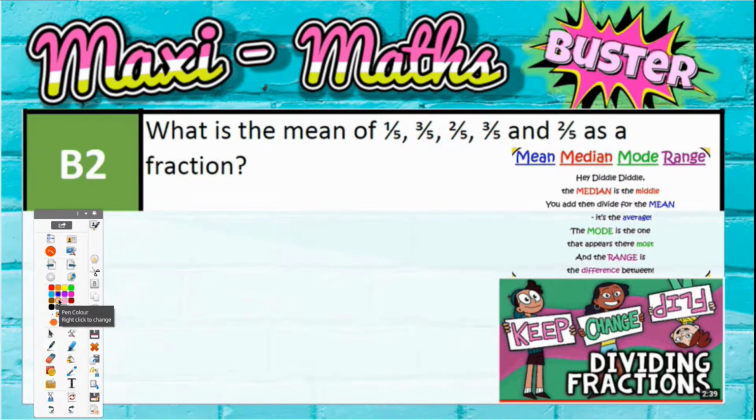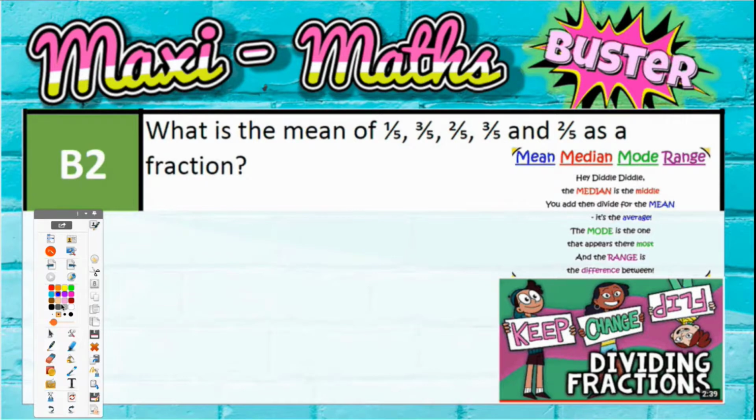Question 2. What is the mean of 1/5, 3/5, 2/5, 3/5, and 2/5 as a fraction? Well, we should know the famous poem, hey diddle diddle, the mean is the middle, add them up, then divide. That's the mean. The mode is the one that happens the most, and the range is the difference between.